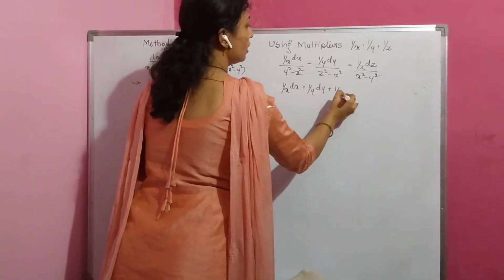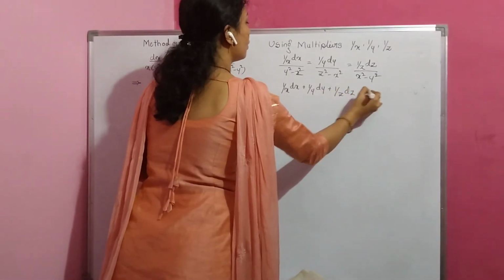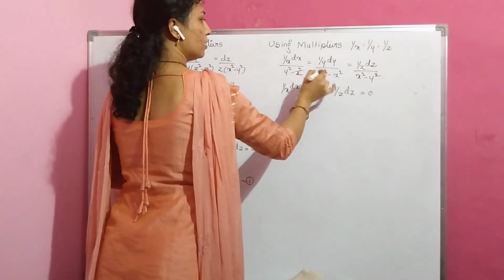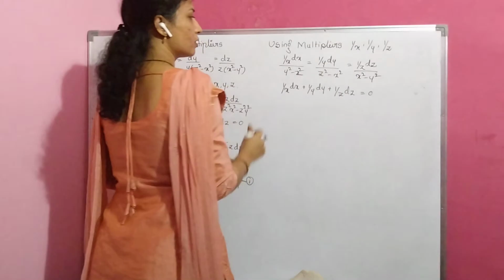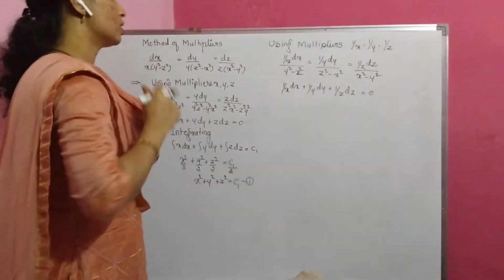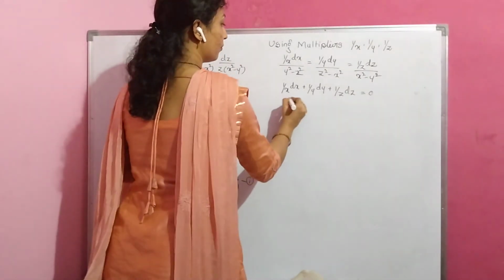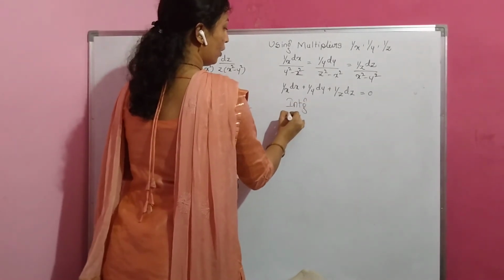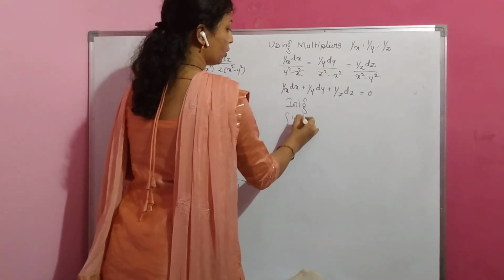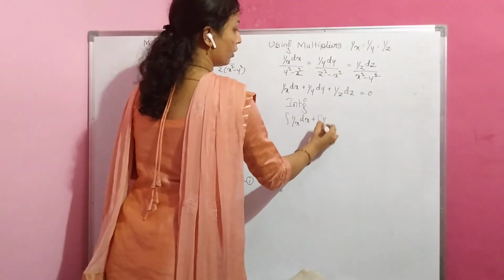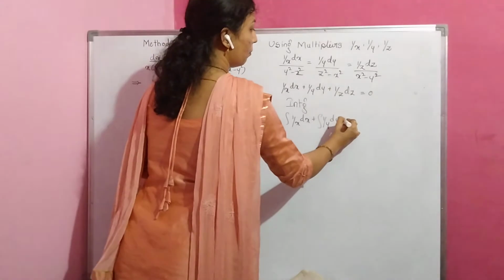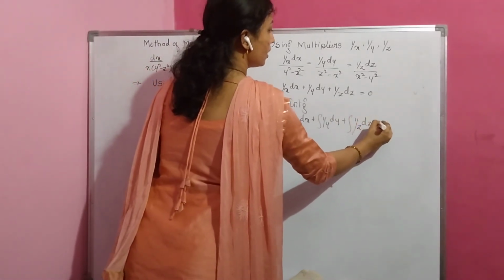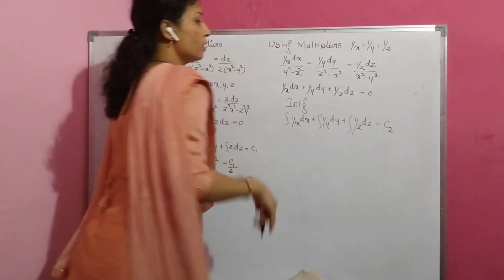So after adding these three equations, that is 1 by x dx plus 1 by y dy plus 1 by z dz is equal to 0, because plus y square minus y square, plus z square minus z square, minus x square plus x square cancels, so the denominator part becomes 0. Then again integrating, we get integration of 1 by x dx plus integration of 1 by y dy plus integration of 1 by z dz is equal to integral constant c2.